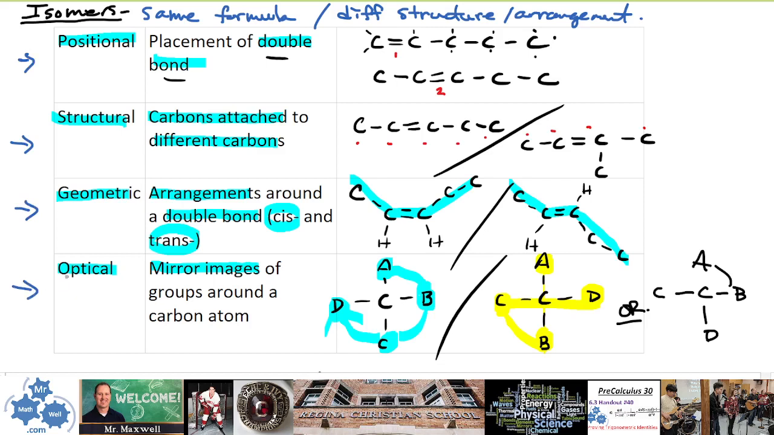So if I give you a molecule or a structure and I say give me a positional isomer of this, then you'd have to move the double bond somewhere. If I asked for a structural isomer, you would have to actually pick up, remove a carbon, put it somewhere else, and so on. Okay, so that's the summary of the isomers.